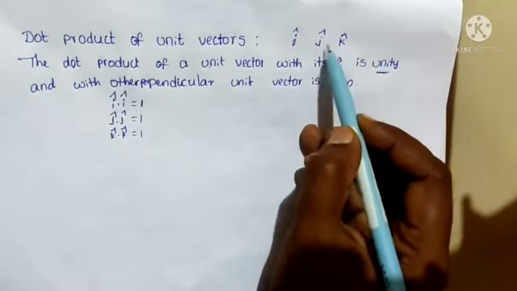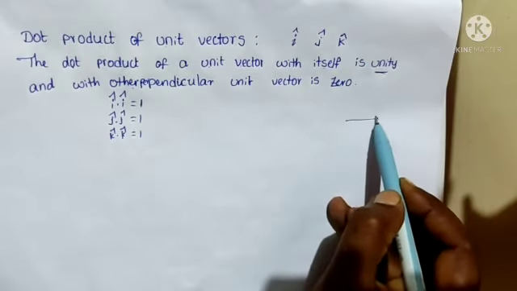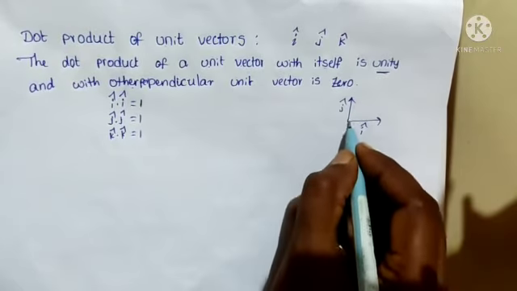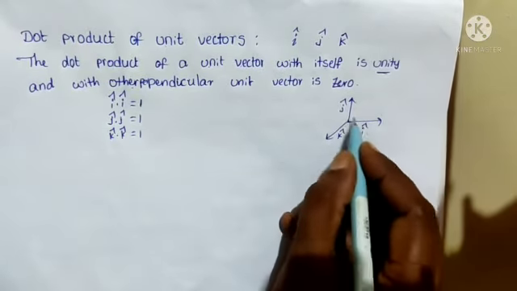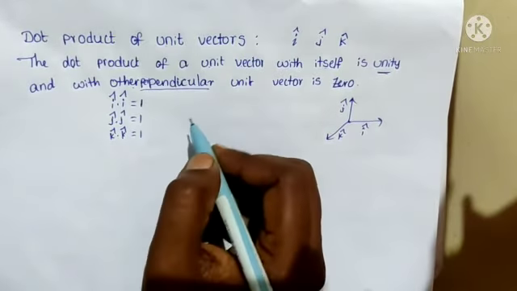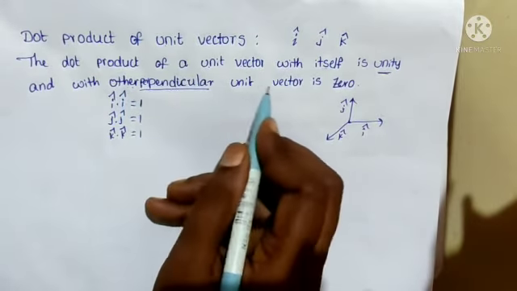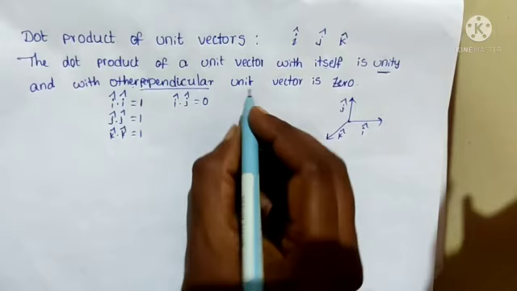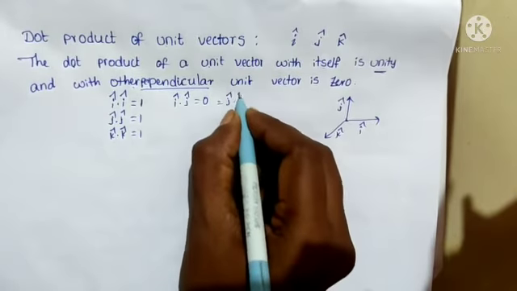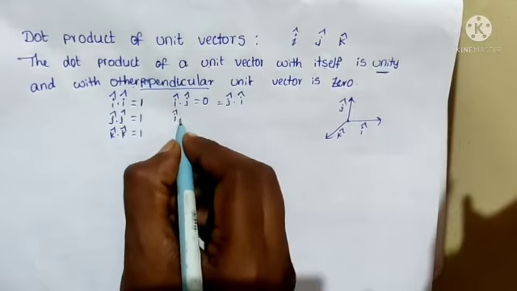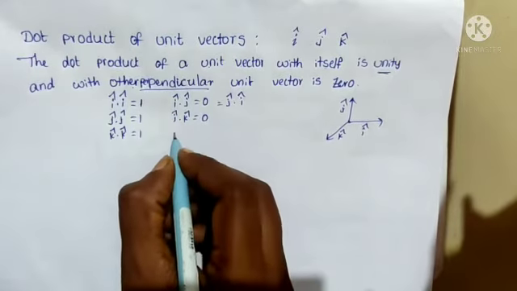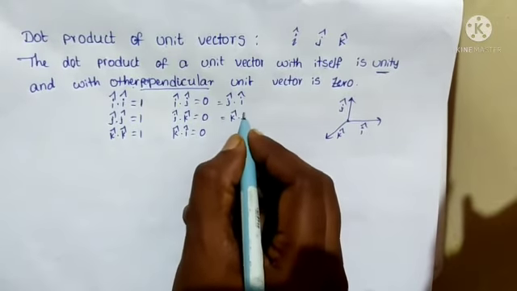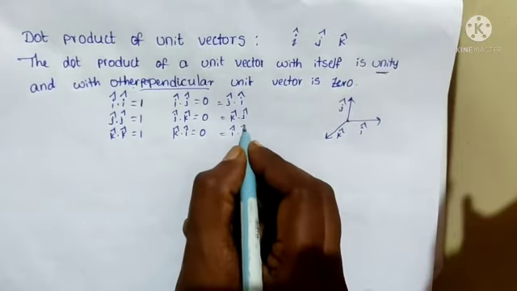With the others, i, j, k are mutually perpendicular to each other. So i is perpendicular to j, j is perpendicular to k, and k is perpendicular to i. So these three are mutually perpendicular. Now we can write the product of any perpendicular vectors, like i dot j, is 0, or j dot i. Same like j cap dot k cap equals 0, k cap dot i cap equals 0, same like k cap dot j cap and i dot k.